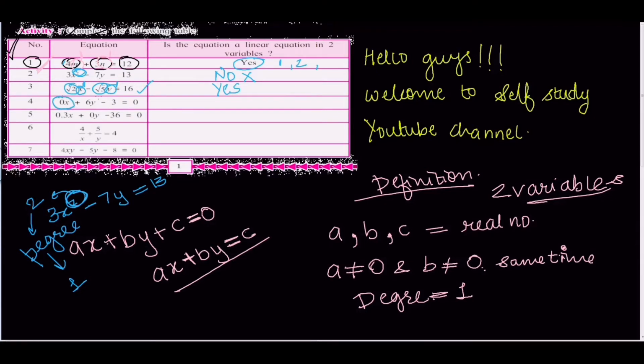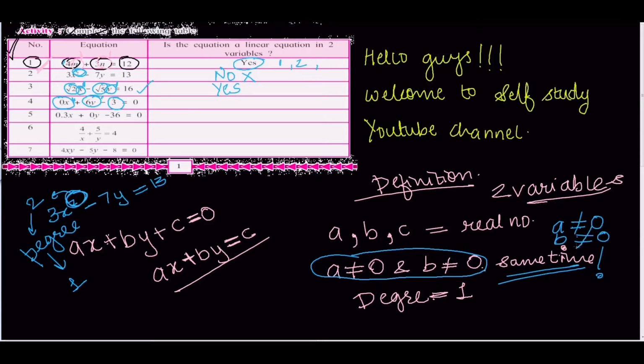Next is 0x plus 4y minus 3 equals 0. Now in 0x, a is equal to 0, x and y have degree 1, but b is equal to 4, right? So we know that a and b should not both be equal to 0 at the same time. So a can be equal to 0, b can be equal to 0, but they should not be equal to 0 at the same time. In this fourth one, if you see, only a is equal to 0 and not b. Most of them say no, but yes, it is a linear equation in two variable.